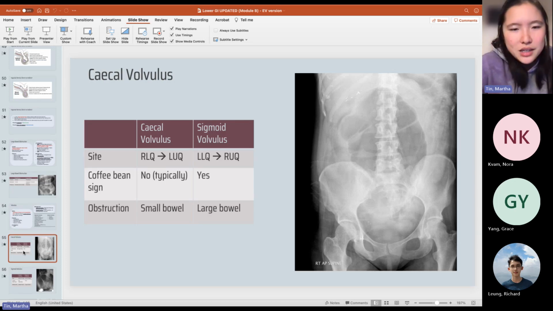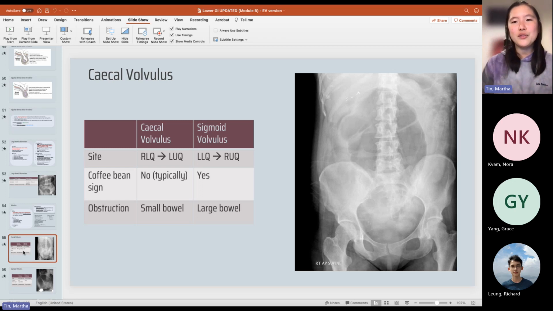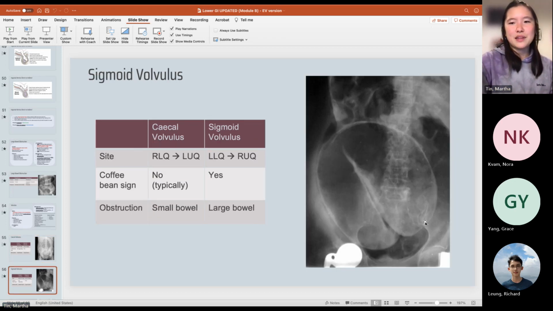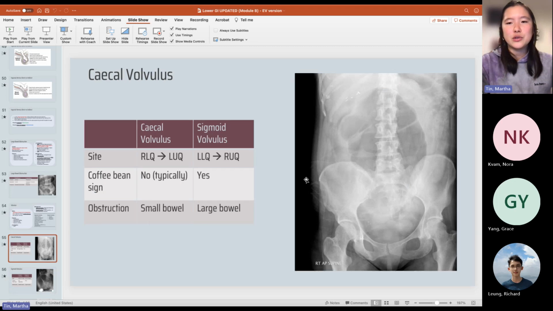And more X-rays. The typical sign of a volvulus, people will say, is a coffee bean sign. We don't see that here, but we see that here. So this is a big coffee bean sign of a sigmoid volvulus. In a cecal volvulus, you don't see that, but you can see this gross dilation, and it's more on the right side. So that's the way you would tell a cecal from a sigmoid volvulus on an X-ray.